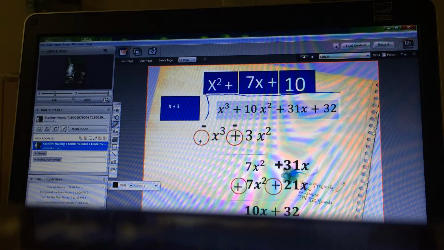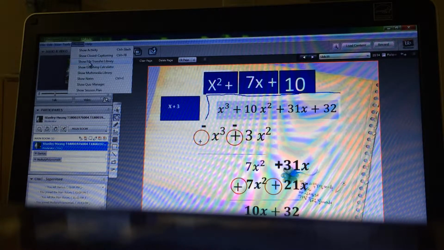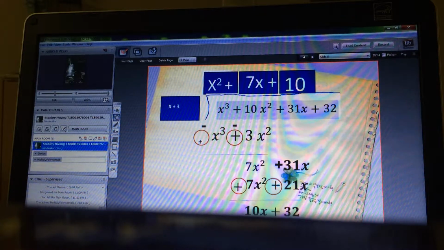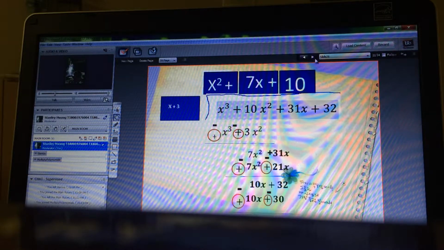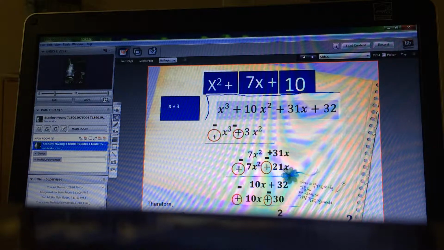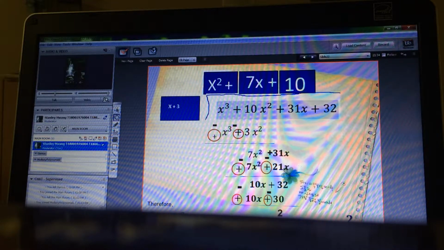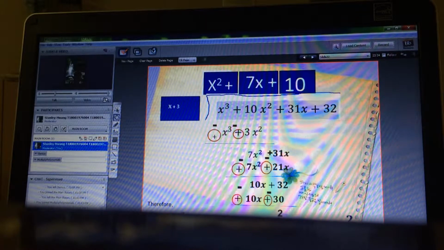I'm going to close that window. It can always be opened back up by going to Window, Show File Transfer Library, if people need it. And then of course we change the signs, and you can see we change the signs, we get 2, and when we rewrite it, we get 2 over x plus 3.